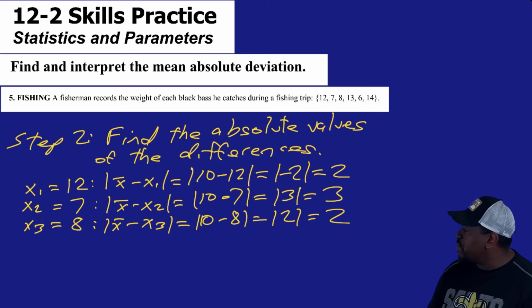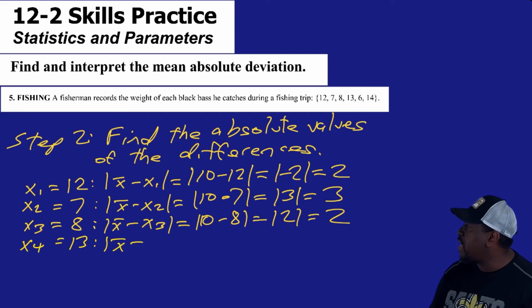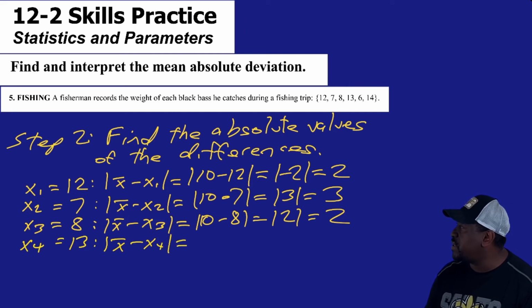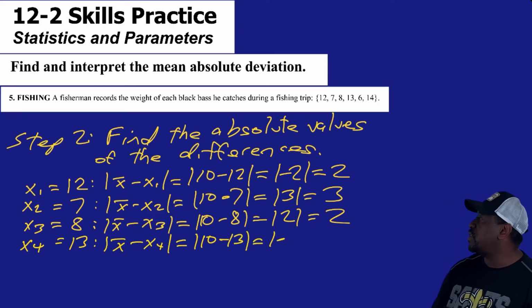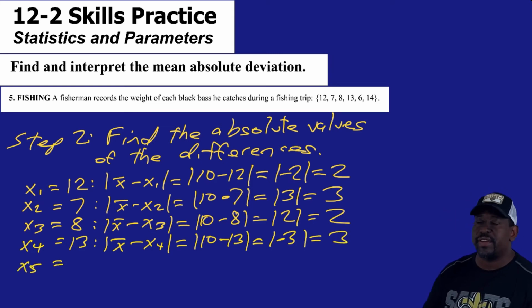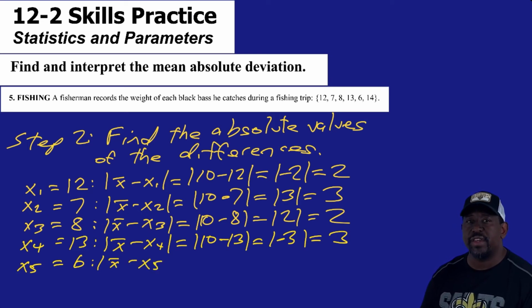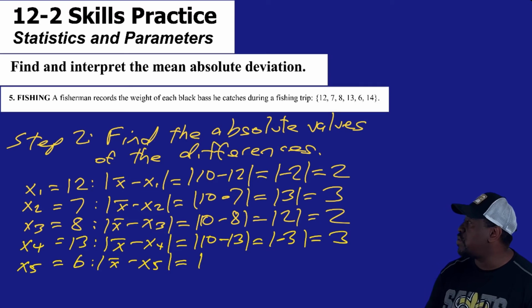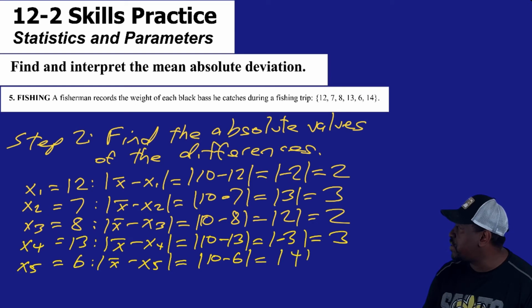Now we need more room, so we move some stuff out of the way, and we're going to do sample 4. That will be the absolute value of 10 minus 13, which is the absolute value of -3, which is equal to 3. Now we do the 5th sample, comparing that to the mean. That one is 6, so we have the absolute value of 10 minus 6, which equals the absolute value of 4, which is equal to 4, which the NOLA Mathman is calculating here.